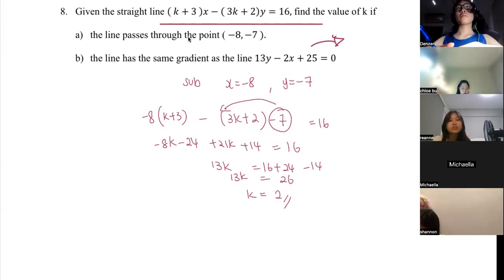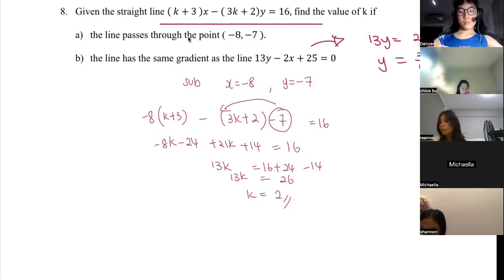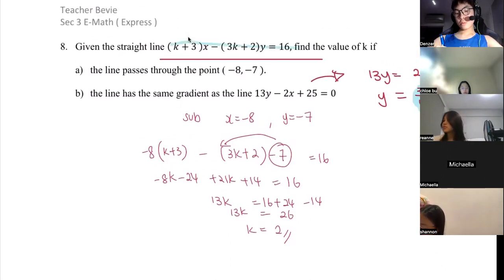Karina, can we find the gradient of this line first? So this is 13y equals to 2x minus 25. This is y equals to 2 over 13x minus 25 over 13 because I want to make it to 1y and nothing else. Okay, so this is my gradient. All right, and they tell you that this line over here has a same gradient, which is 2 over 13. It's a different k, so don't sub it in. All right, it's a different k.